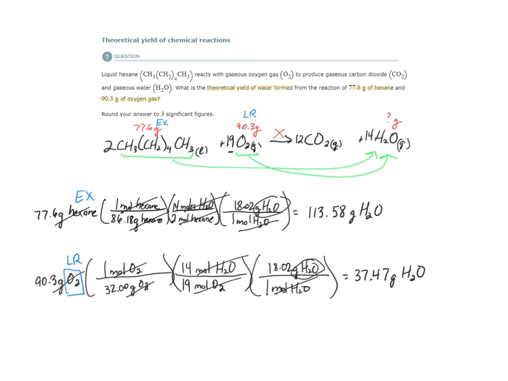Okay, so we won't make 113.6 grams of water because we only have enough oxygen to form 37.5 grams of water. Once we form 37.5 grams of water, the oxygen's gone, the reaction stops. We'll never make this. Even though we have enough hexane to make this, we will never get that much. So to 3 significant digits, 37.5 grams of water is our answer.